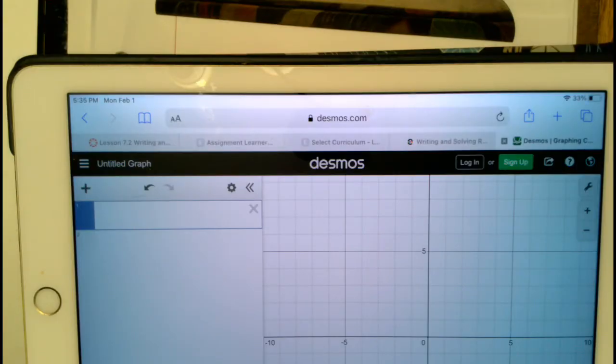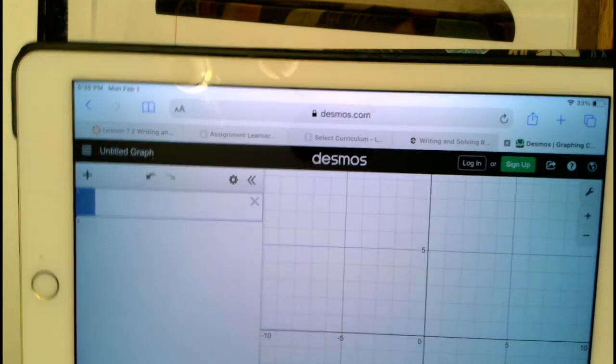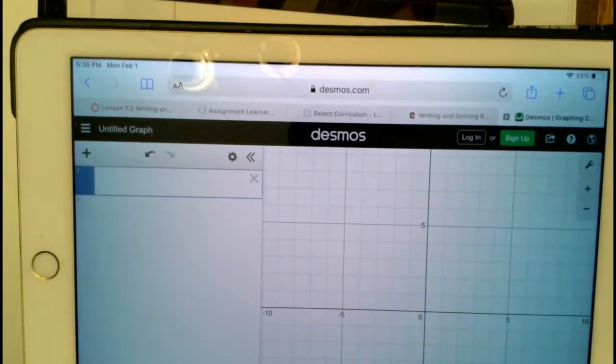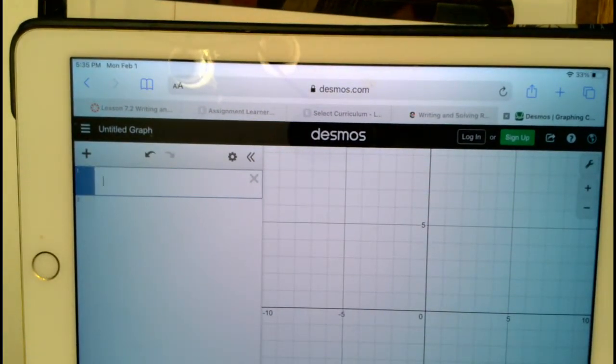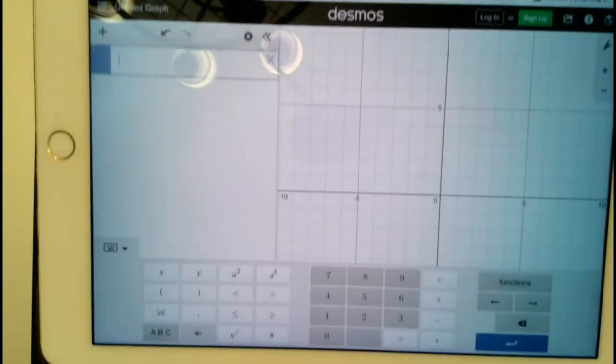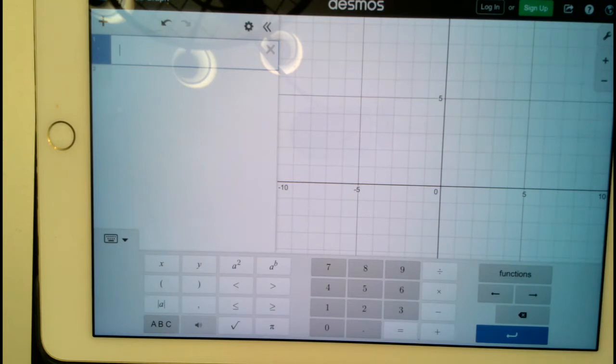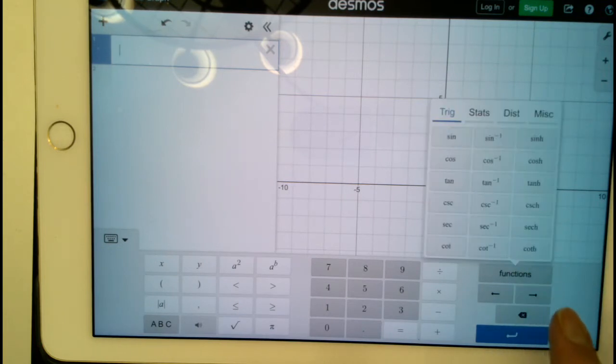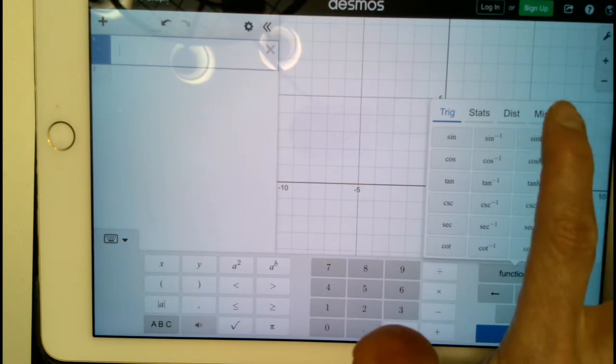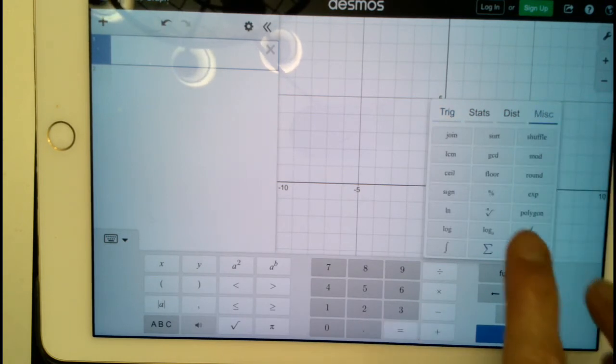So I paused the video and switched over to Desmos here for a minute, and I want to show you where the cubed root button is on Desmos if you're not familiar with it. If you come down here to the screen and you come over here, you can't see it, got to be able to see it. To the functions, we're going to go to functions, and then we're going to go to miscellaneous, MISC, and then it's going to be this button here. Let me point it out with my pencil.